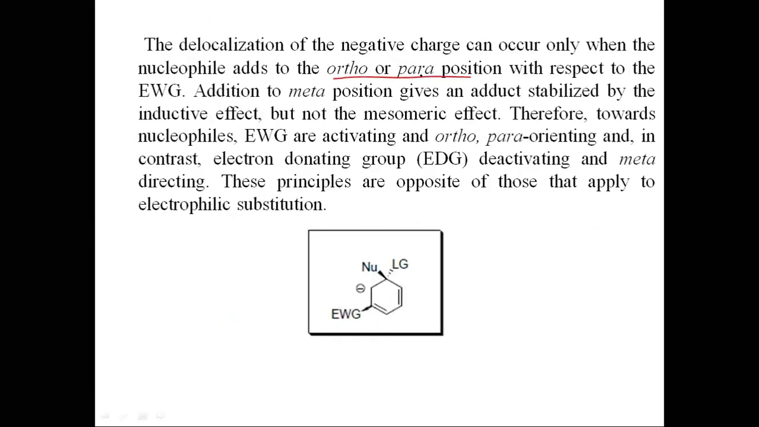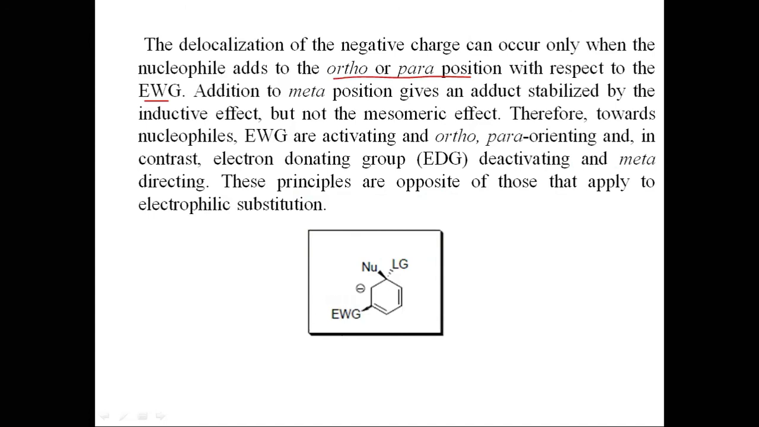So the ortho position and para position with respect to the electron withdrawing group are preferred. The addition to the meta position gives an adduct stabilized by the inductive effect, but not the mesomeric effect. Therefore, towards nucleophiles, electron withdrawing groups are activating and ortho para orienting, and in contrast, electron donating groups deactivate and are meta directing. These principles are opposite of those that apply to electrophilic substitution reactions.